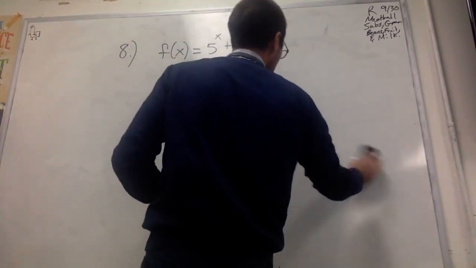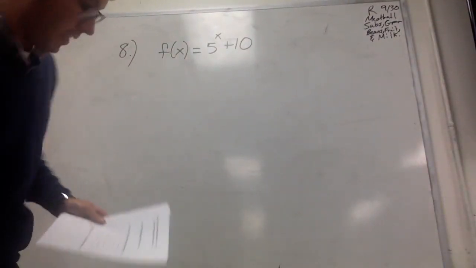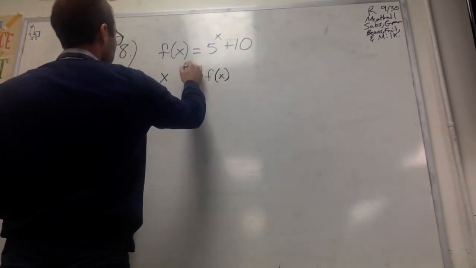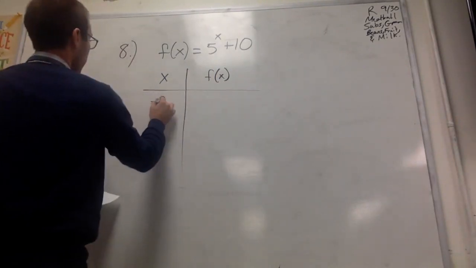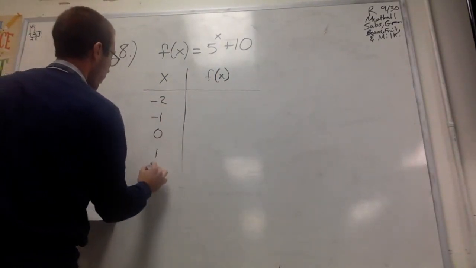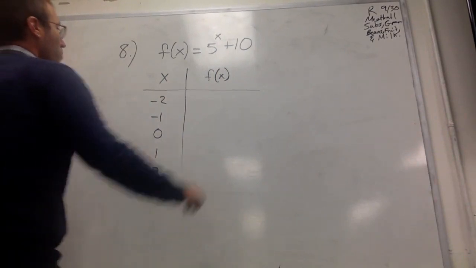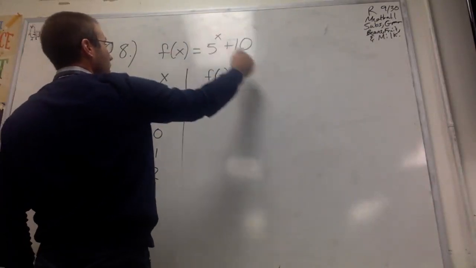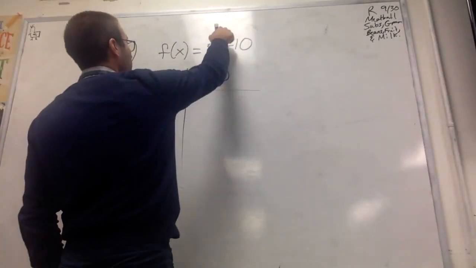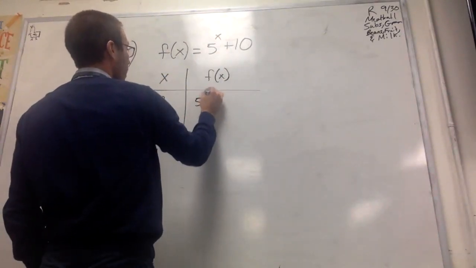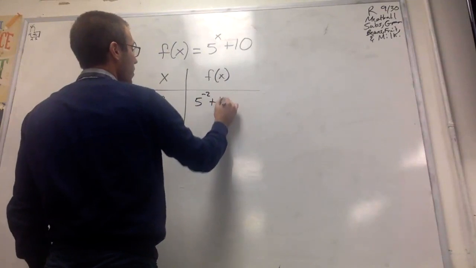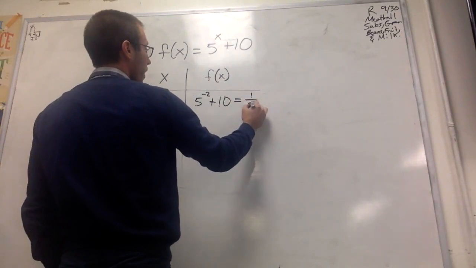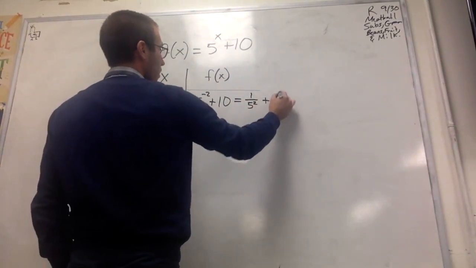Now we're asked to complete the table below using decimals. So we have x, f of x: negative 2, negative 1, 0, 1, 2. When I plug negative 2 into my function, I get 5 to the negative second power plus 10. 5 to the negative second power is 1 over 5 squared, plus 10.